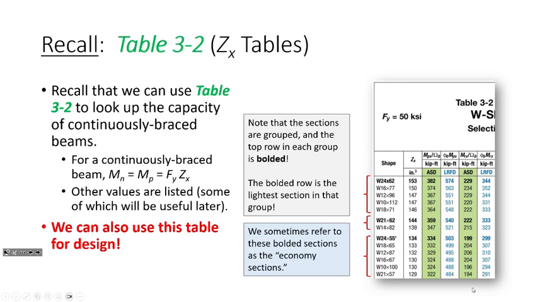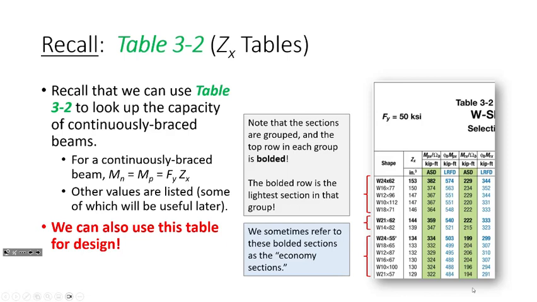Now, remember, this screenshot is actually from the last edition of the manual, but the pattern's still the same. Remember the way that Table 3-2 is organized. First off, it's organized based off Zx, right? So if you look, the Zx values all descend. But if you notice, they're grouped into chunks, like a group of 5 or a group of 2 and then a group of 7, or what have you. And within that group, the top row is bolded, okay?